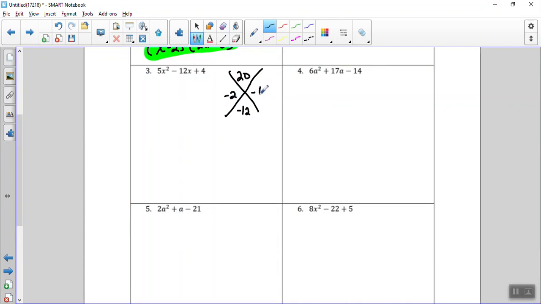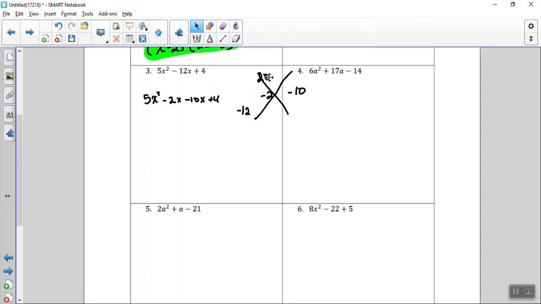Negative 2 times negative 10 is positive 20. Negative 2 plus negative 10 is negative 12. Okay, so now I'm going to rewrite my expression here. I'm going to say this is 5x squared, and then instead of writing negative 12x, I'm going to use these two numbers. I'm going to do negative 2x and then negative 10x, and then bring down the plus 4. Okay?